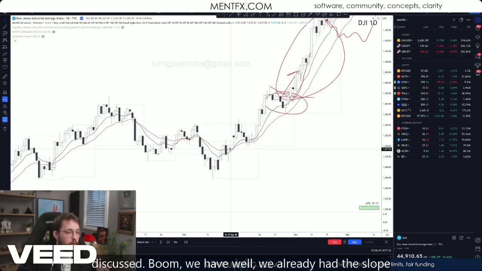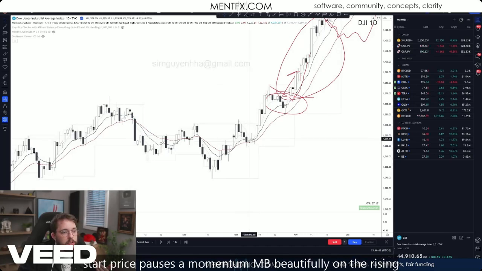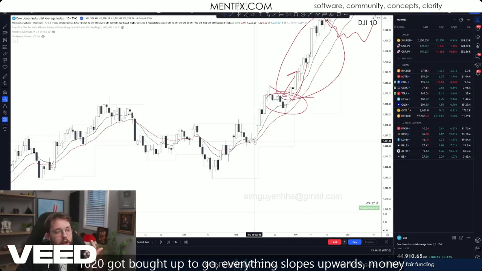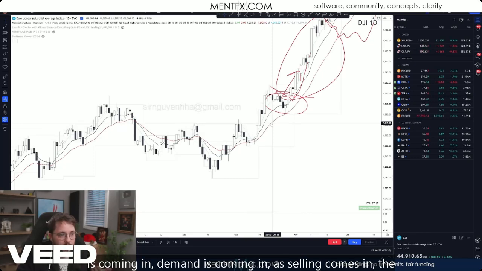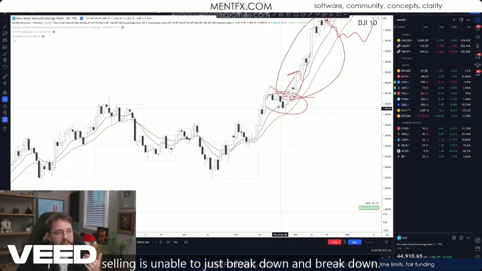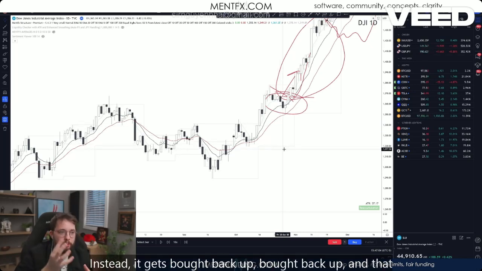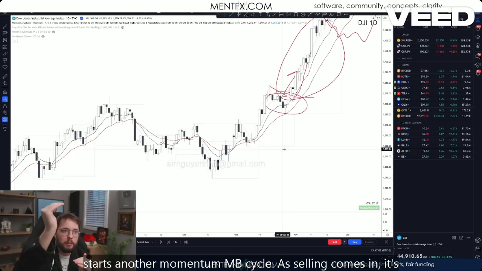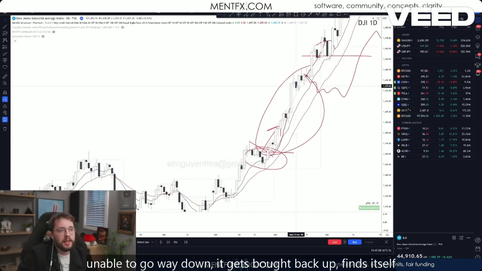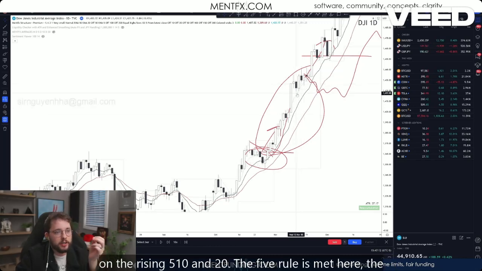Boom. We already had the slope start. Price pauses, a momentum MB beautifully on the rising 10, 20, got bought up to go. Everything slopes upwards. Money is coming in. Demand is coming in. As selling comes in, the selling is unable to just break down and break down. Instead, it gets bought back up, and that starts another momentum MB cycle. As selling comes in, it's unable to go way down. It gets bought back up, finds itself on the rising 5, 10, and 20.